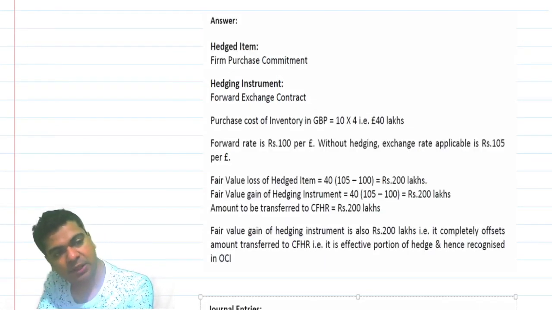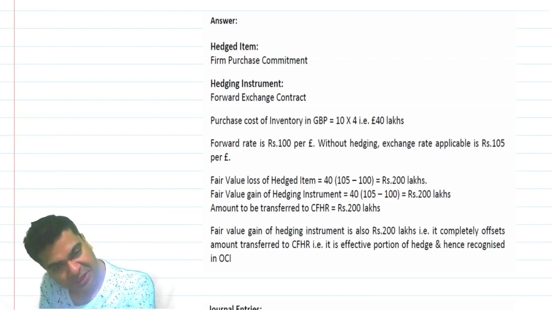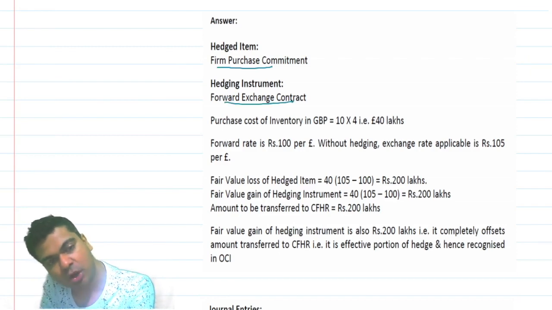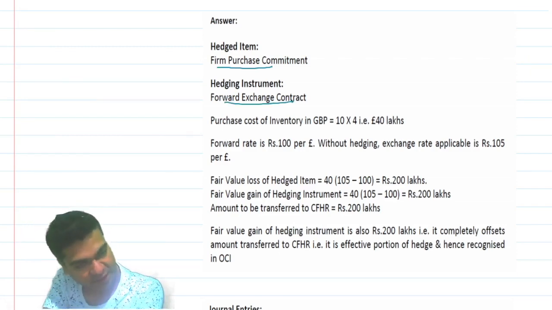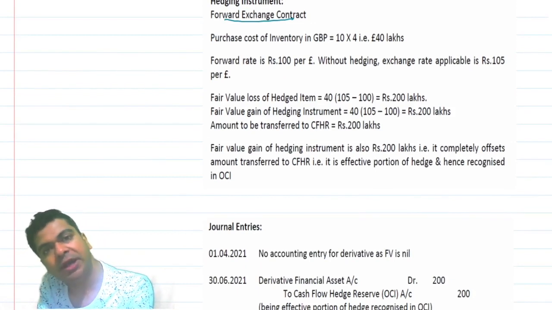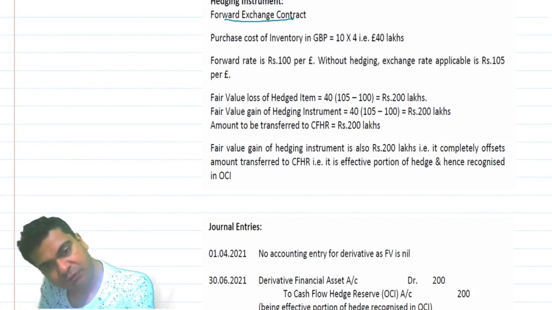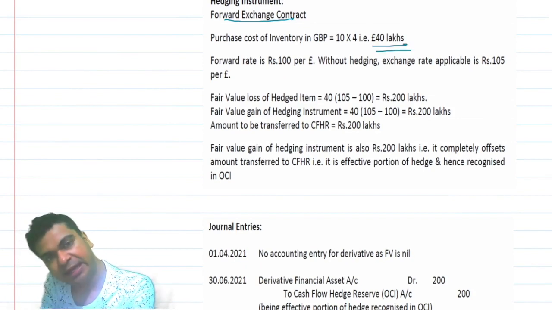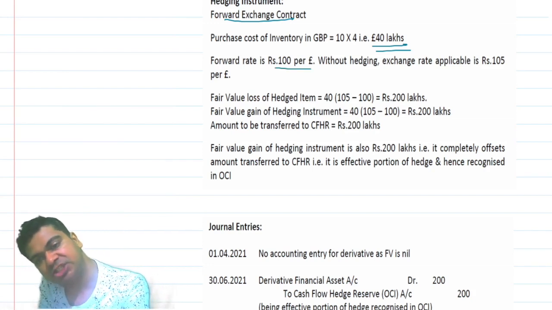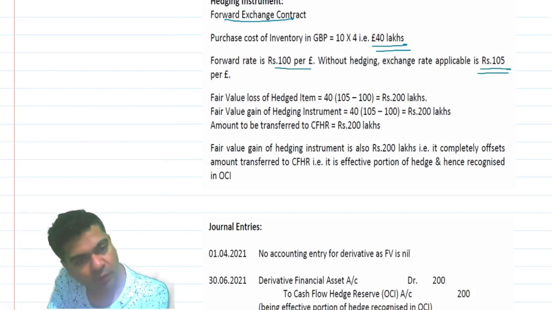If you see the answer, it will become very clear. This is what we are suggesting. The firm purchase commitment is your hedged item, as we discussed. The forward exchange contract is your hedging instrument. That also we have already discussed. Please understand now, the purchase cost of inventory in GBP, 10 lakh is the quantity. Per kg it is 4 pounds, so it turns out to be 40 lakh pounds. Forward rate is 100 rupees. Without hedging, the exchange rate applicable will be 105.